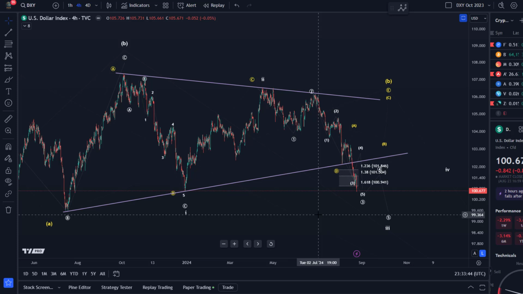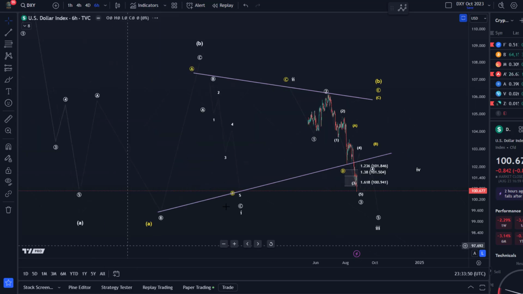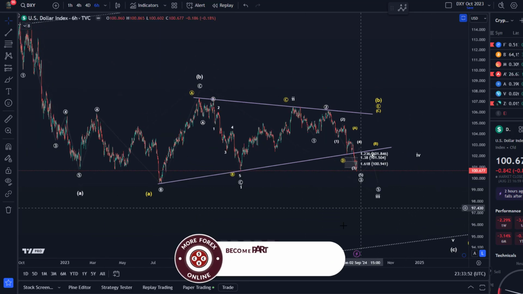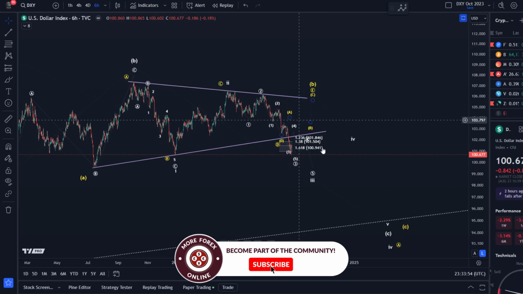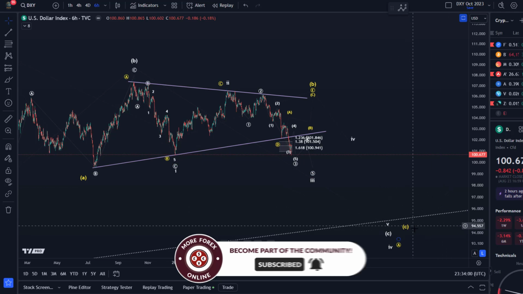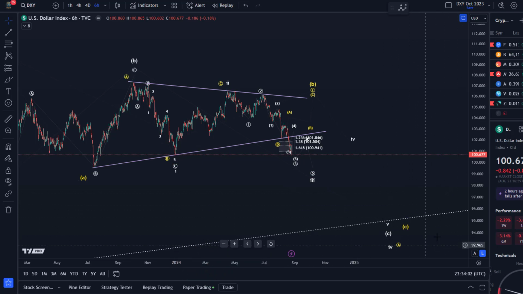DXY is currently following the forecast. I've been quite, let's say, bearish on the DXY for quite some time. I'm glad to see that it's finally dropping, and I've been highlighting the forecast for a drop into the low $90 region for some time.